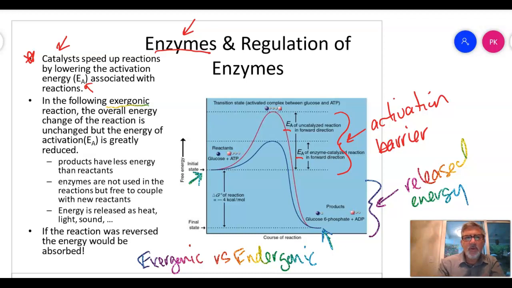So it's important to know that the catalyst in this is not used up in the reaction. Right? But exergonic here, products have less energy than reactants. This is an important part right here, so put a star next to that. So enzymes are not used in the reaction. After the reaction is done, the enzymes are released, and they can come find more reactants to make products out of. Okay?